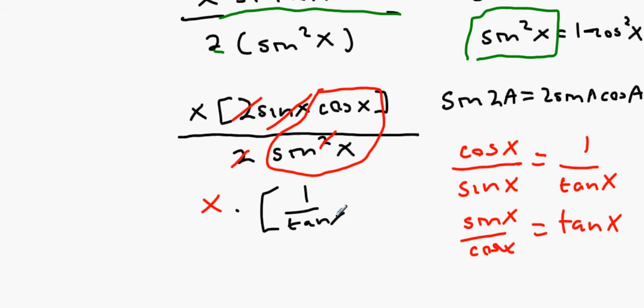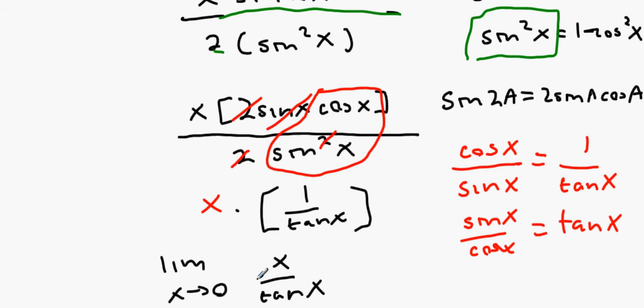And what this will get you is x over tan x, and then the limit as x approaches 0. And as discussed, this formula also works for tan x. Since the angles are the same, this goes to 1. And that's your answer for this particular section.